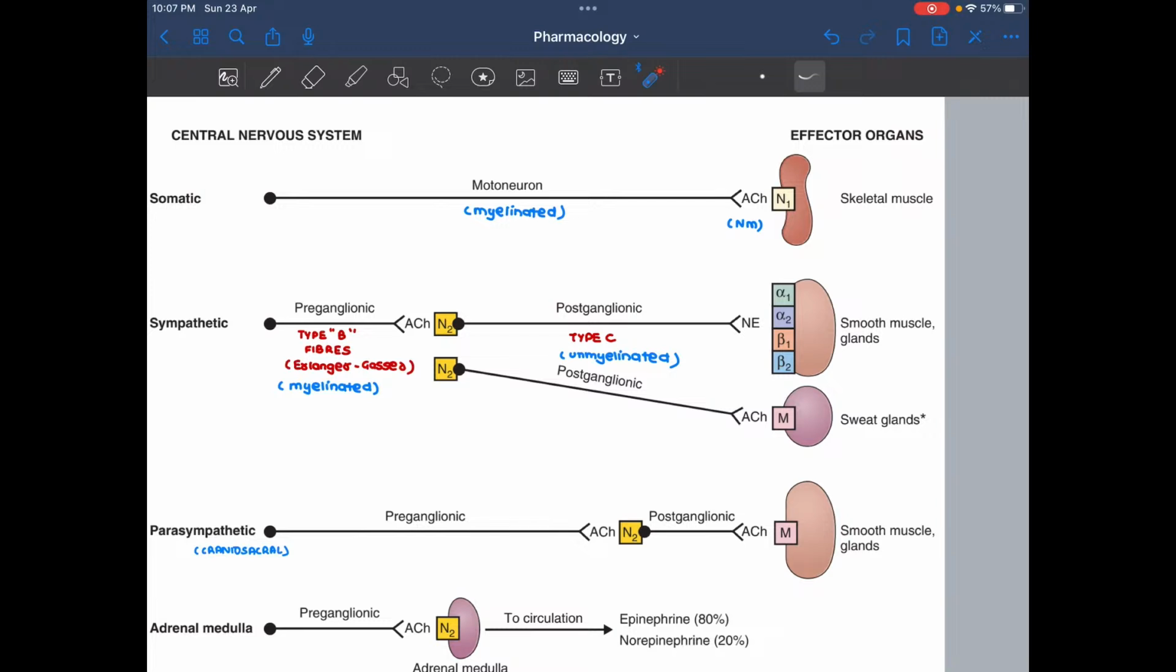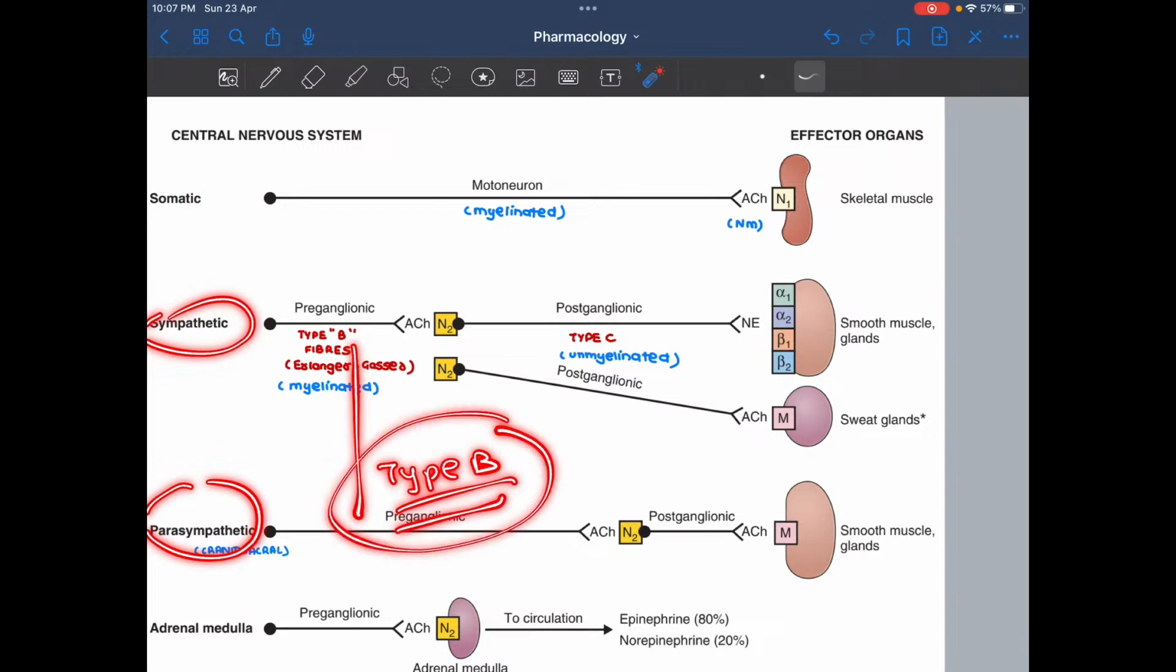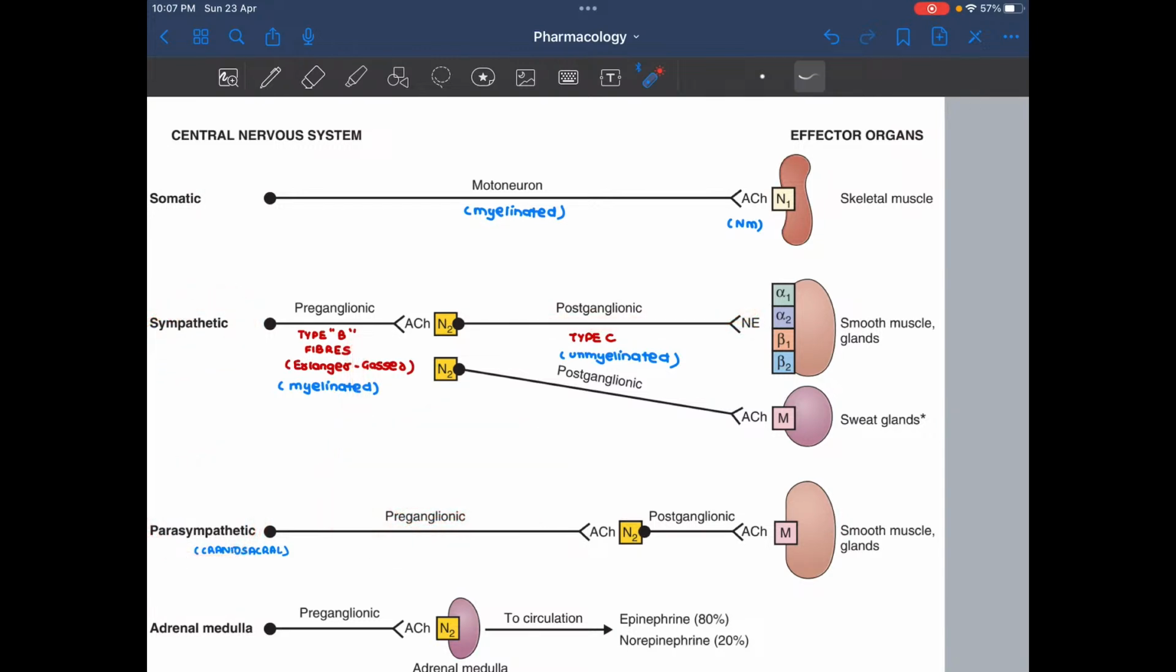As in the somatic nervous system, it was the myelinated A alpha fibers. In case of sympathetic and parasympathetic, the preganglionic fibers are type B fibers. They're myelinated, according to Erlanger-Gasser. And the postganglionic fibers are type C fibers, which are unmyelinated.